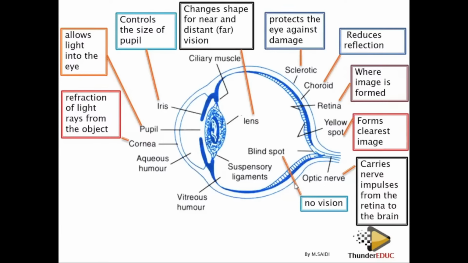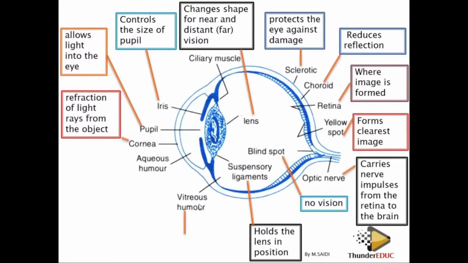Then you have what you call the blind spot. The blind spot has no vision, because we don't have any cells there which can detect light. So whenever light falls on the blind spot, you won't be able to see. Then you have the suspensory ligaments. This one holds the lens in position. If this is the lens, you can see that these small threads are holding the lens so that it can stay in position.